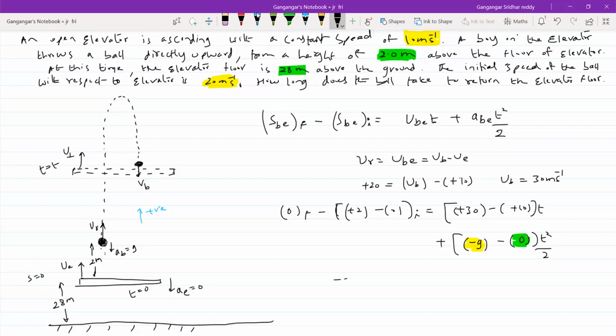So this will be minus 2 is equal to 30 minus 10. So this will be 20t plus g t square by 2. Anybody, value of t? Sir, 10 plus or minus under root 110 by 5. Sir, it is minus g, sir. Minus g, no? Yeah.